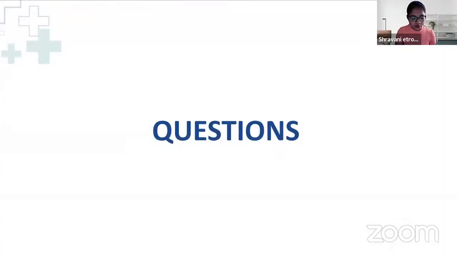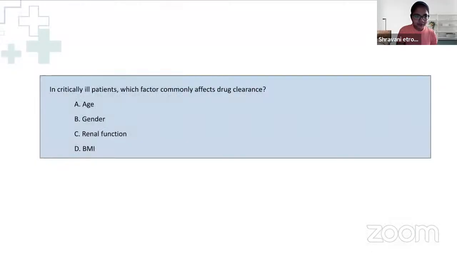Now let's go through a few Q&A session questions. So the first question is, in critically ill patients, which factor commonly affects drug clearance? Option A, age. Option B, gender. Option C, renal function. And option D is BMI. So what is the major factor that affects the drug clearance?